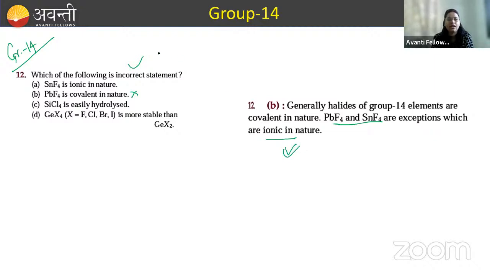आयोनिक है. So that is incorrect statement. Okay, SiCl4 is easily hydrolyzed. This is correct statement. Germanium halide is more stable, means tetrahalide is more stable than dihalide. This is again true, true, true, and this one is false. That's what we need to find out. So our option B will be the correct answer.